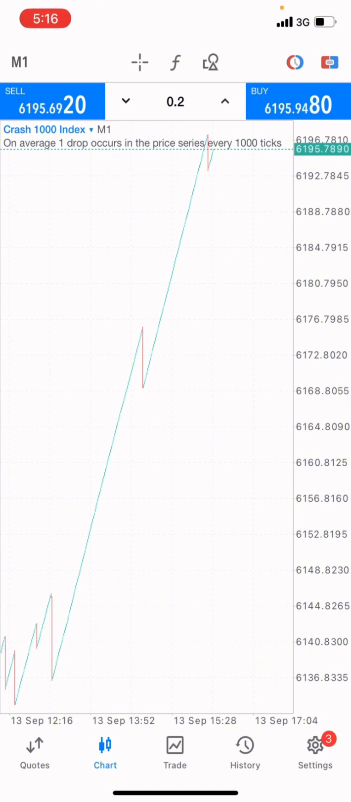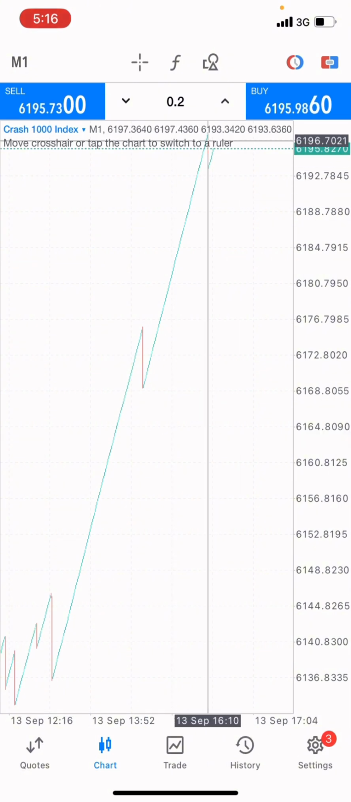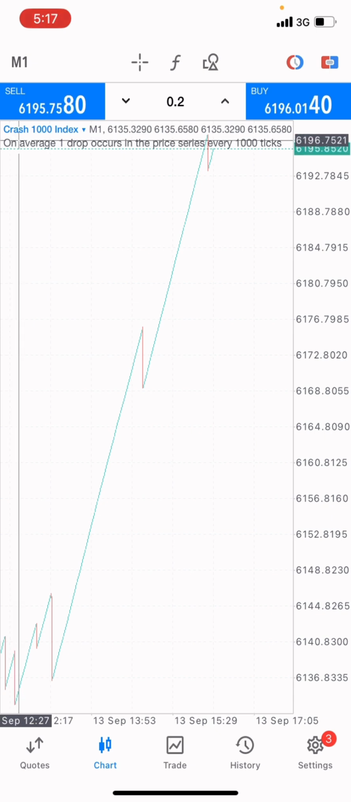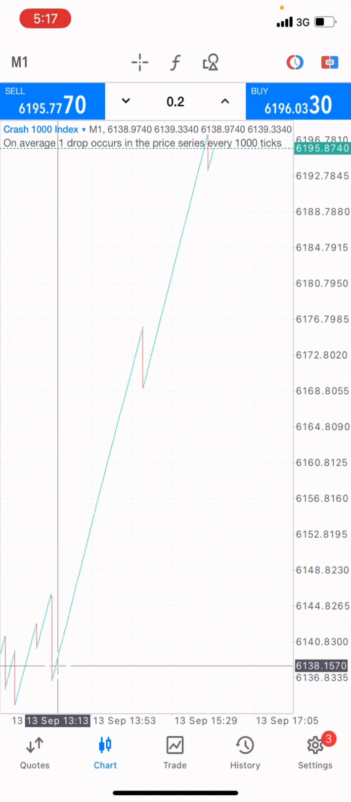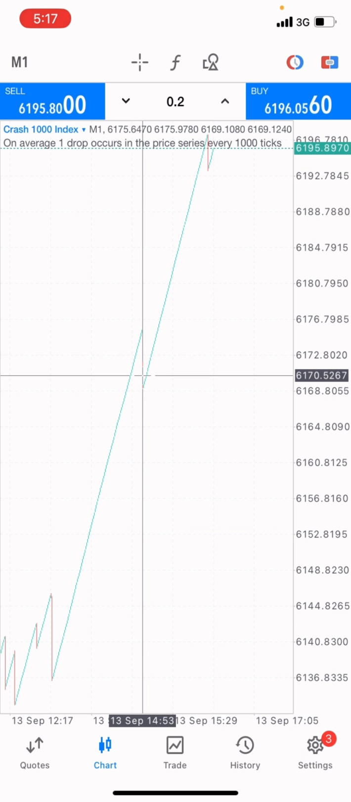All right, okay, we have zoomed out. Now we'll call this level the zoom 0 level, and what we are seeing here is that this market is at the overbought. This market is at the higher highs. Okay, and if we take a look at this very point, on average one drop occurs in price series every 1000 ticks. So it means that if this green line counts up to 1000 ticks, one drop will occur on average.